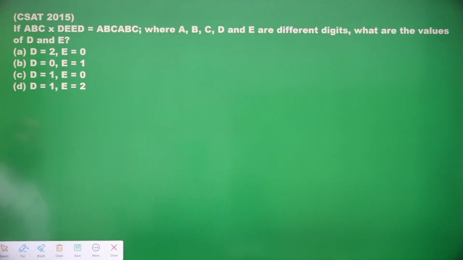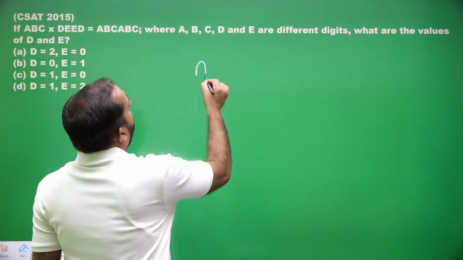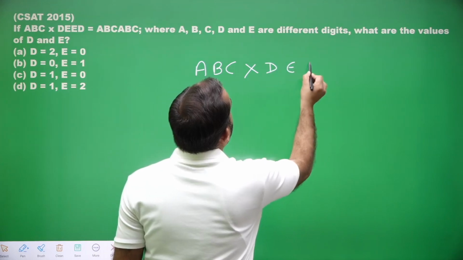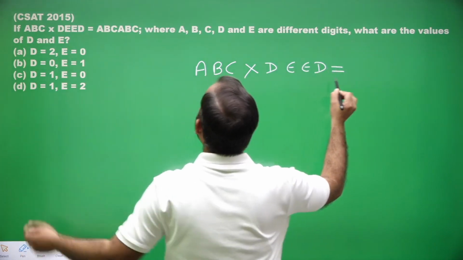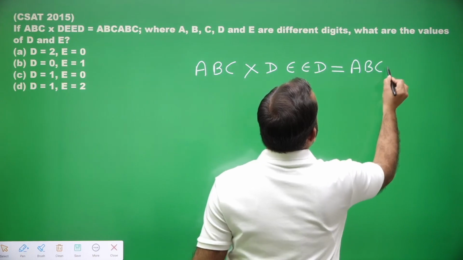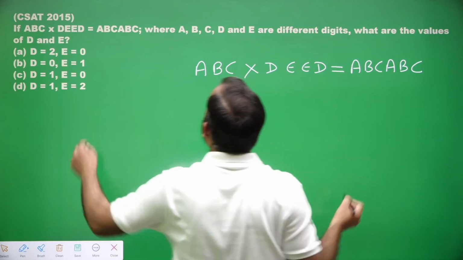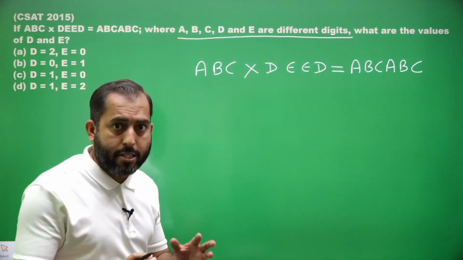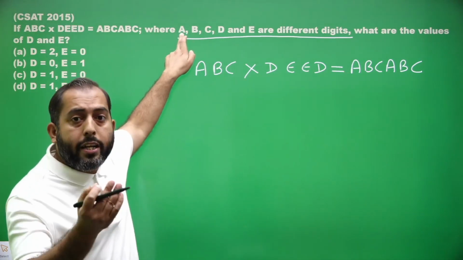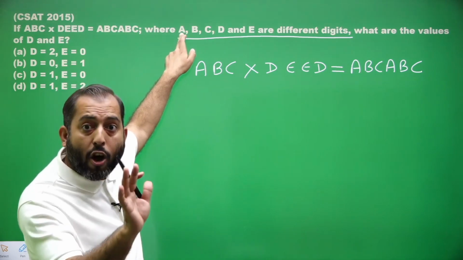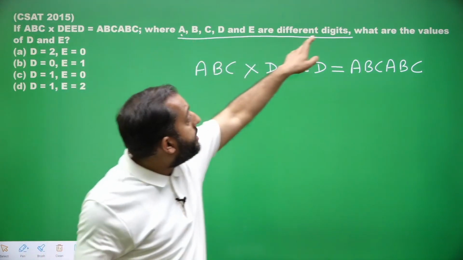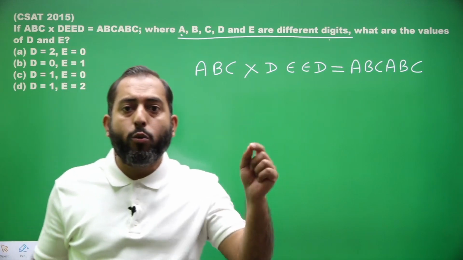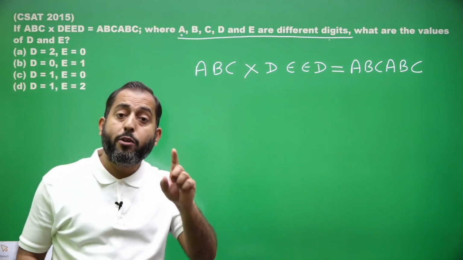This is our next problem. It says ABC multiplied with D double E D, and the result is ABC ABC, where A, B, C, D, E are different digits. It means A can take a value from 0 to 9. A cannot be more than 9 because it's a digit, and we have only these digits: 0, 1, 2, 3, 4, 5, 6, 7, 8, 9.